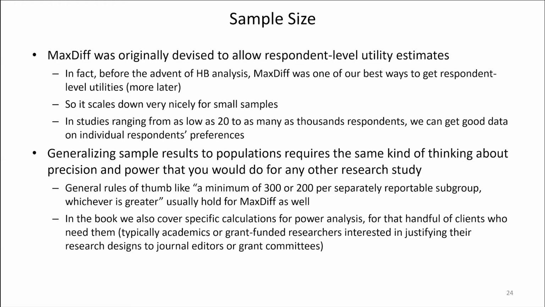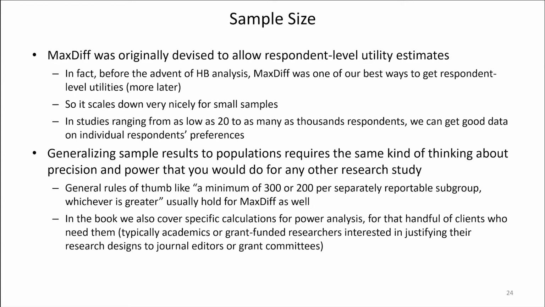Okay, so I mentioned that MaxDiff was a little bit friendlier than conjoint analysis, say, in a lot of ways. And here's another way. MaxDiff was originally devised to allow us to estimate respondent level utilities. So remember that subtraction I showed you earlier. You take the number of most choices minus the number of least choices, or bests minus the worsts, and you get a score.